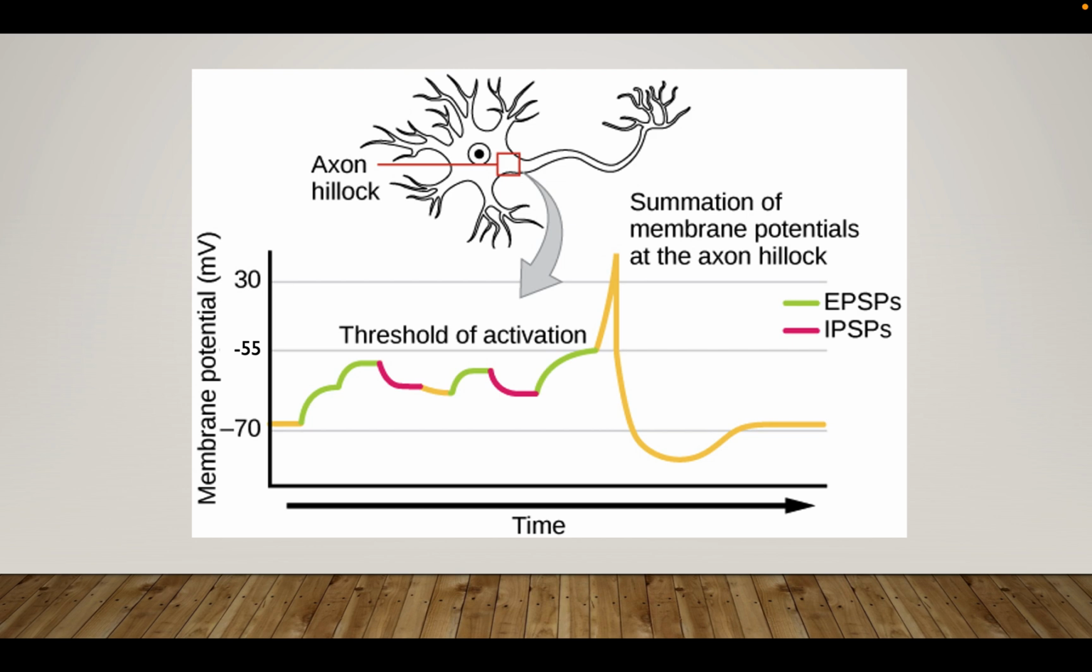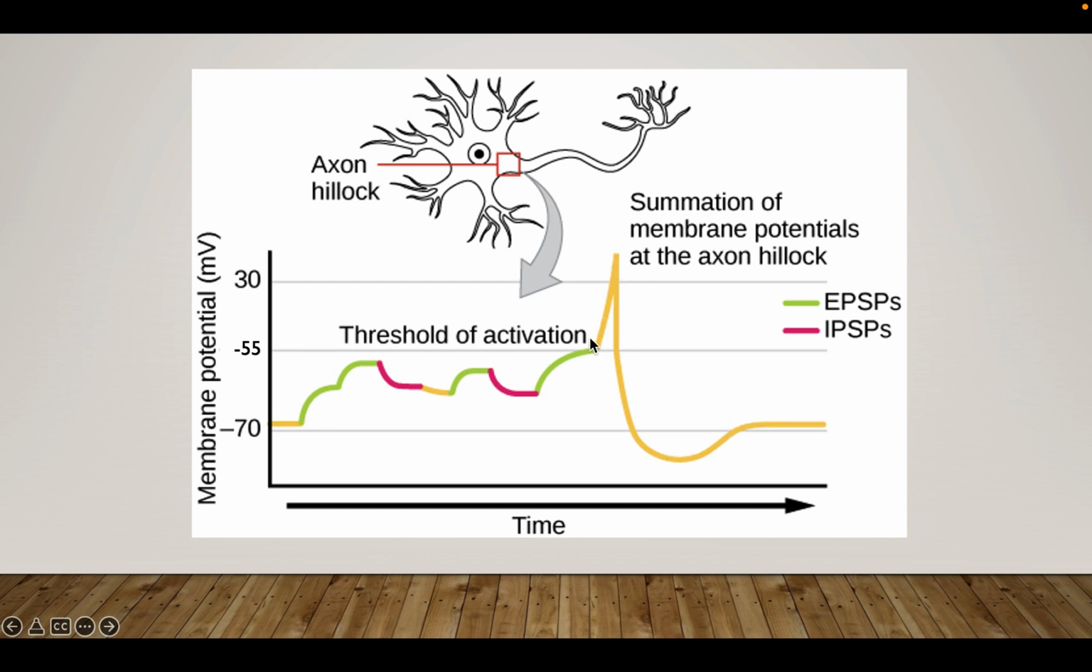And then here you can see a graphical representation of us summating our EPSPs and IPSPs. So maybe right down here we're at resting membrane potential, so we're at about negative 70. We had an EPSP, which is excitatory. We had another EPSP, and here we had an IPSP, so an inhibitory. Here we stayed the same. Here we had an EPSP. Here we had another IPSP, and then here we had a really big EPSP, and that got us to threshold. And when we were at threshold, we were at the axon hillock, so you get your whole action potential.